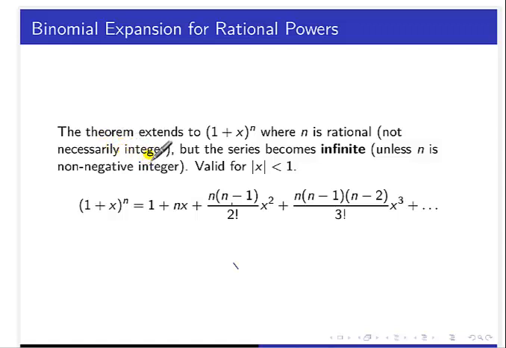Hello, and welcome to lesson 4 on binomial expansion. In this lesson, we shall be looking at binomial expansion for rational powers.